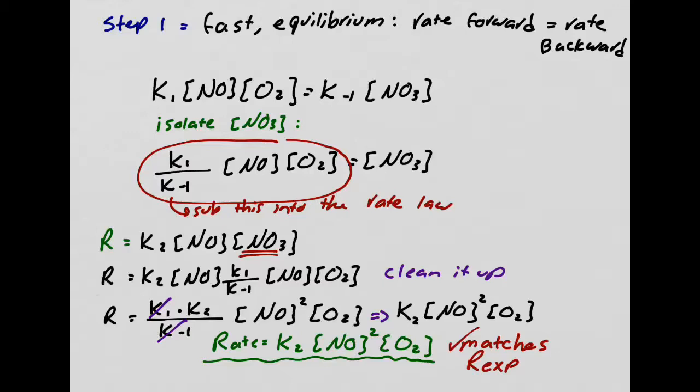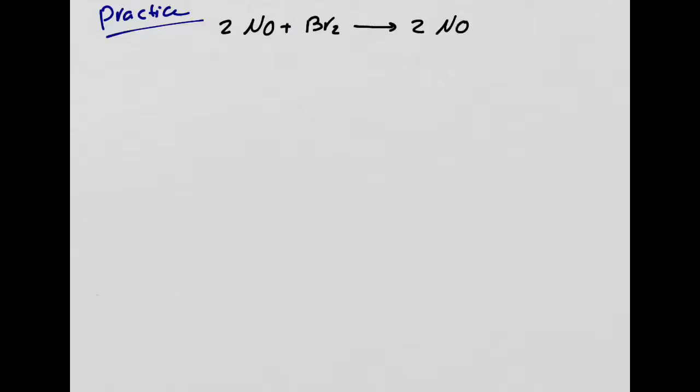You want to do a practice problem? Let's do a practice problem so it looks a little bit less crazy. Just a little bit. Let's do this. You got this. So, I have a reaction: 2NO plus Br2 going to 2NOBr.